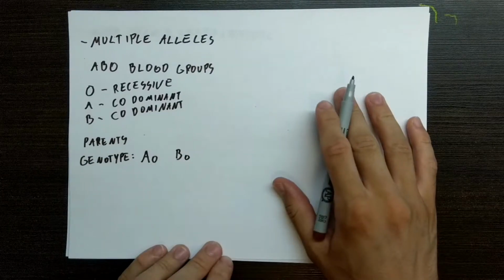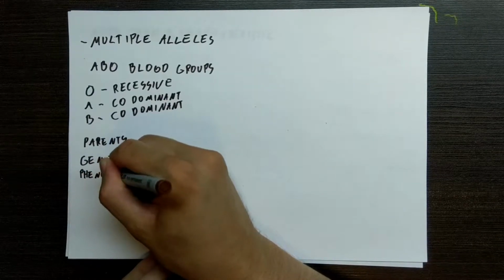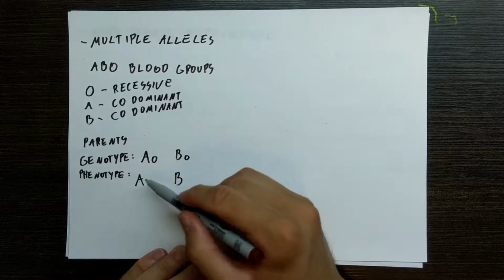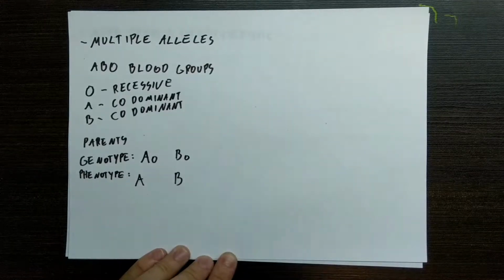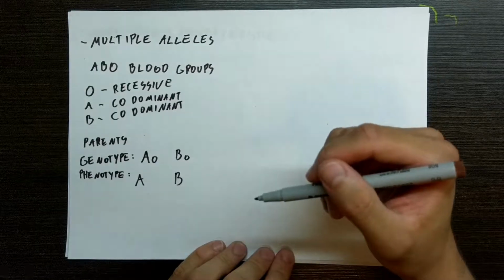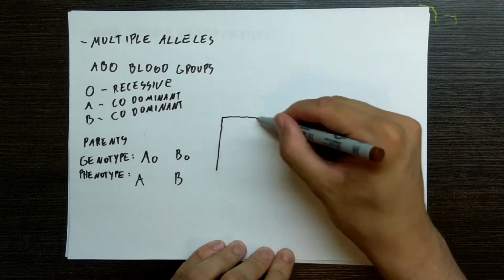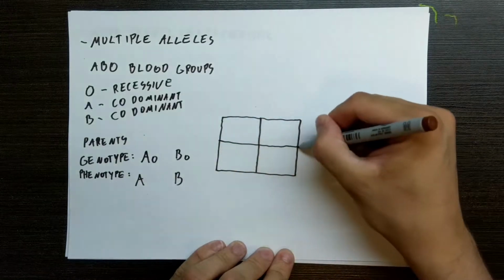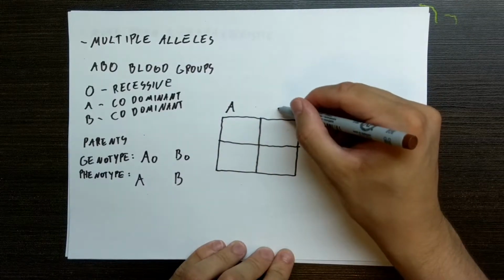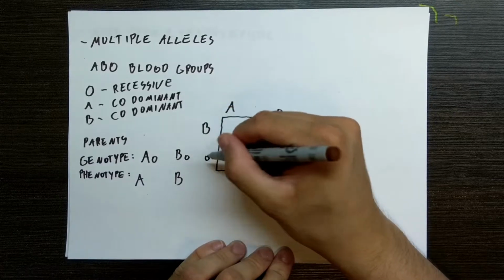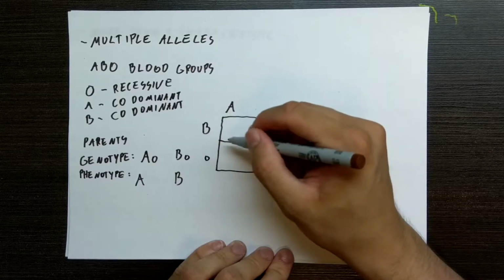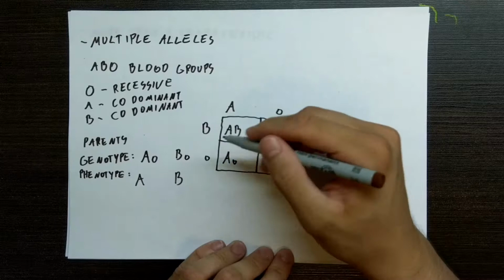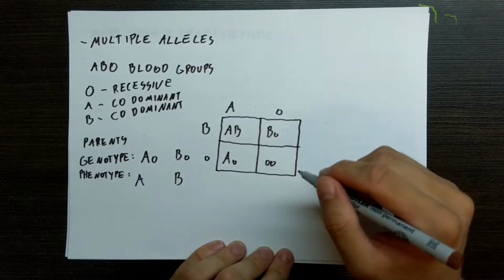Now what are their phenotypes? Let me write it down. Their phenotypes are A and B. So the O is recessive, so you can't see it here in phenotype. Now, how do we do a genetic diagram for this? Well, it's no different. We still draw up a Punnett square, like this, split it in 4 as normal. So we have A here, we have O here, we have B here, we have O here. And we do it exactly the same way. A with B will give you AB. B with O will give you BO. A with O will give you AO. And O with O will give you OO. Okay. So this is our genetic diagram.